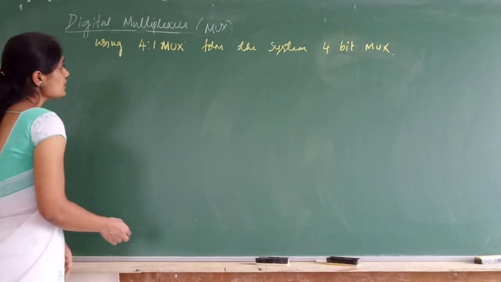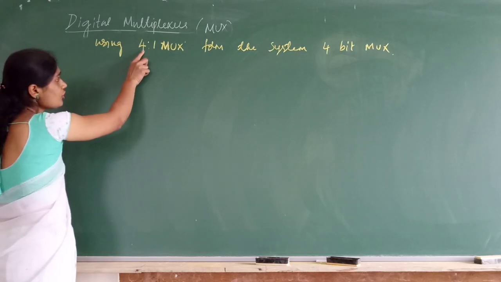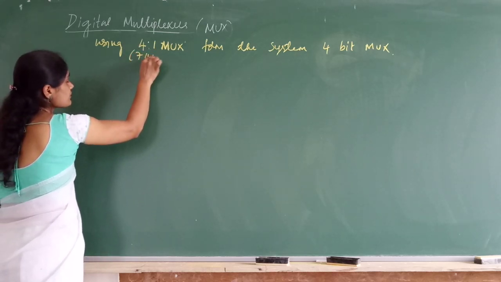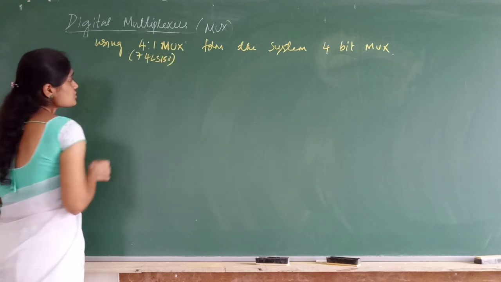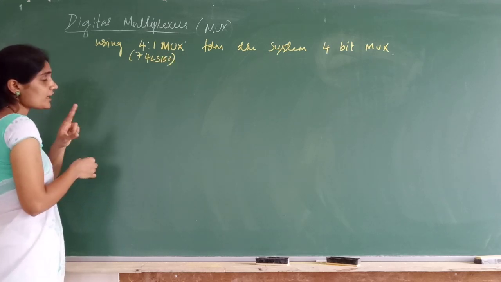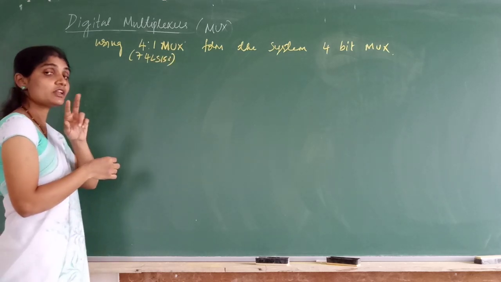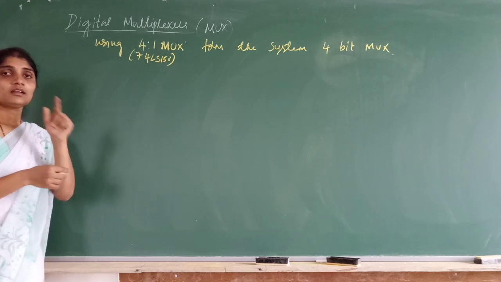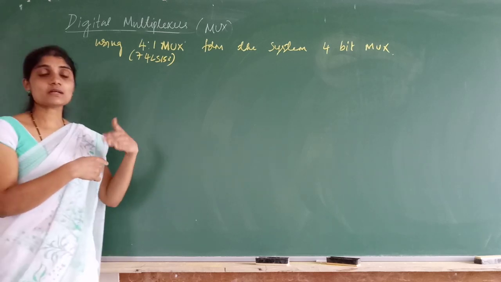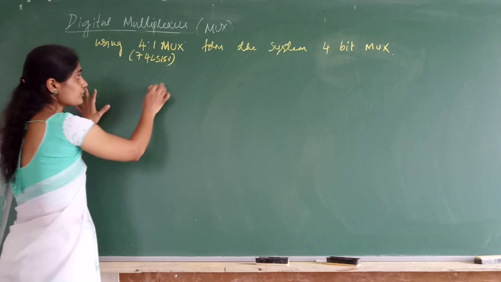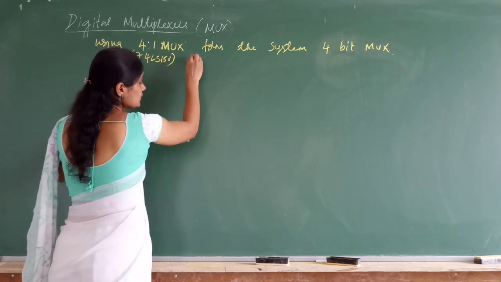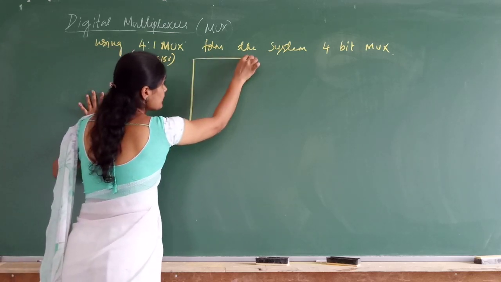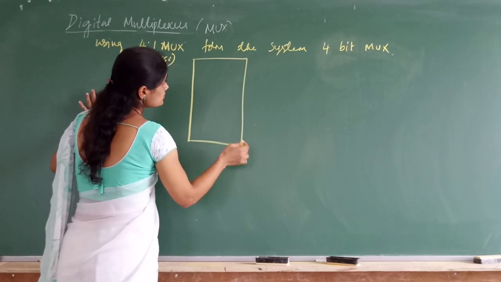Very simple. So 4:1 mux, what is the IC we have? 74LS153. So I know that in a 74LS153 I have dual 4:1 mux. So there I get only 2 bits. If I make use of both the multiplexers, let us write the pin configuration of 74LS153. Since I need one more, I will write it small.